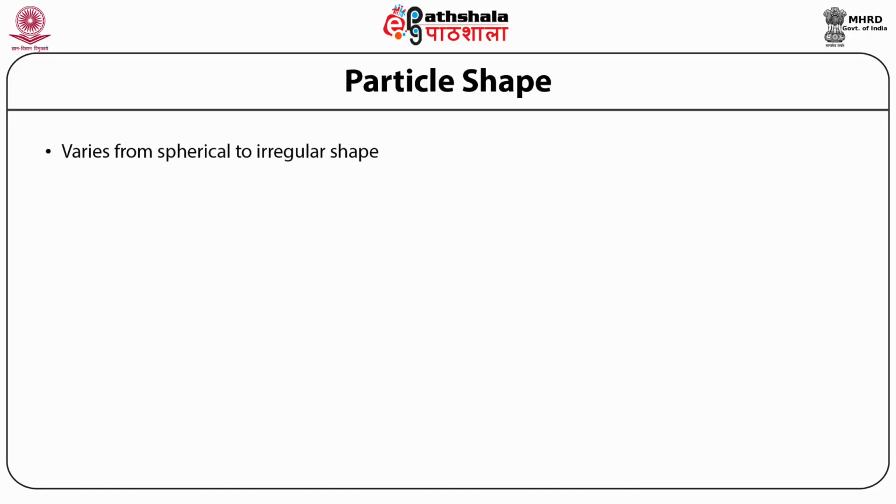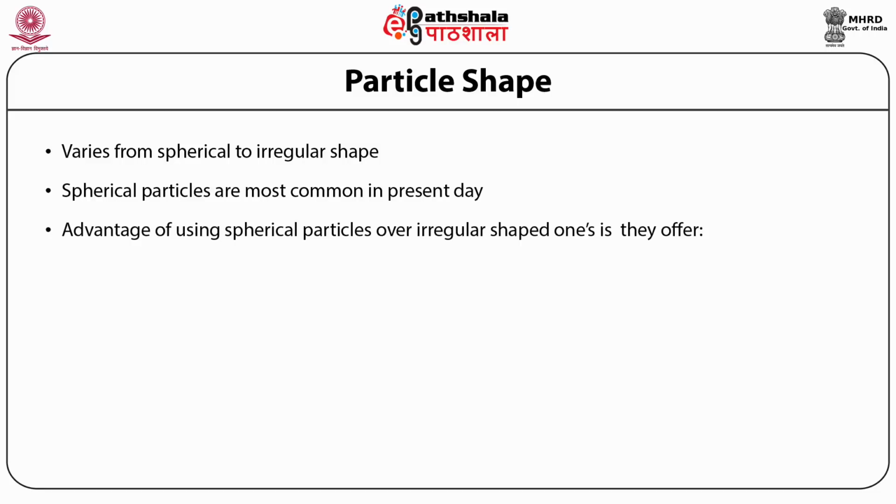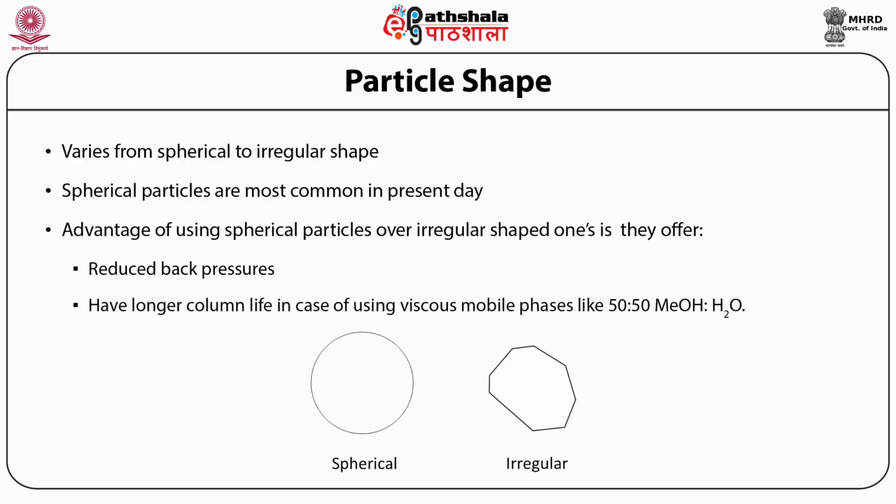Particle shape varies from spherical to irregular. Spherical particles are more common in present-day analysis. The advantage of using spherical particles over irregular shaped ones is that they offer reduced back pressures and have longer column life in case of using viscous mobile phases, for example 50-50% of methanol and water.